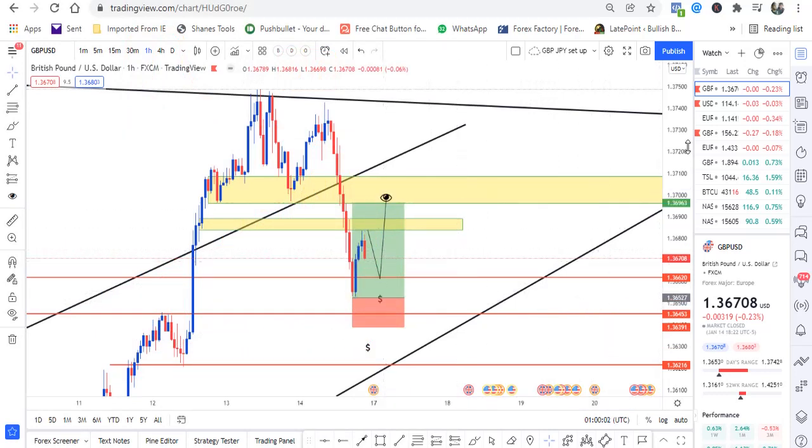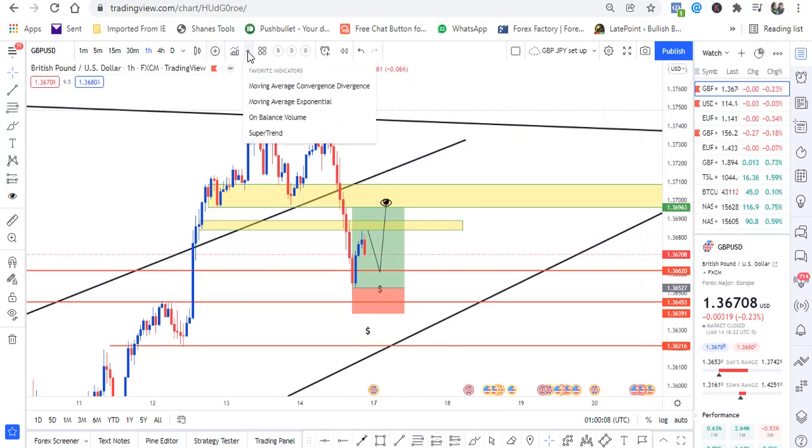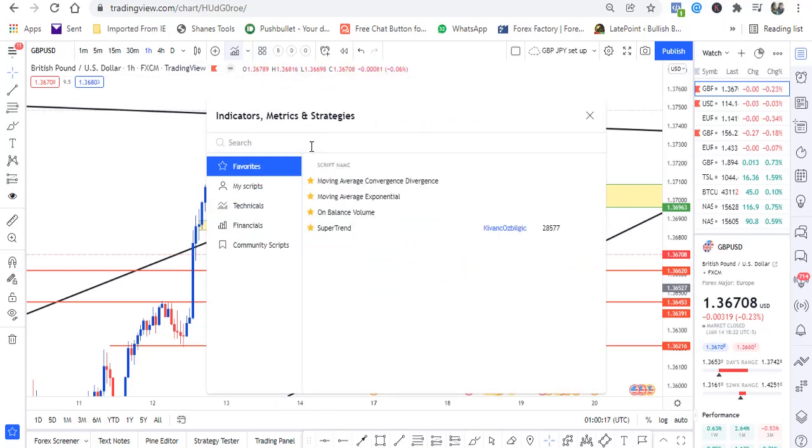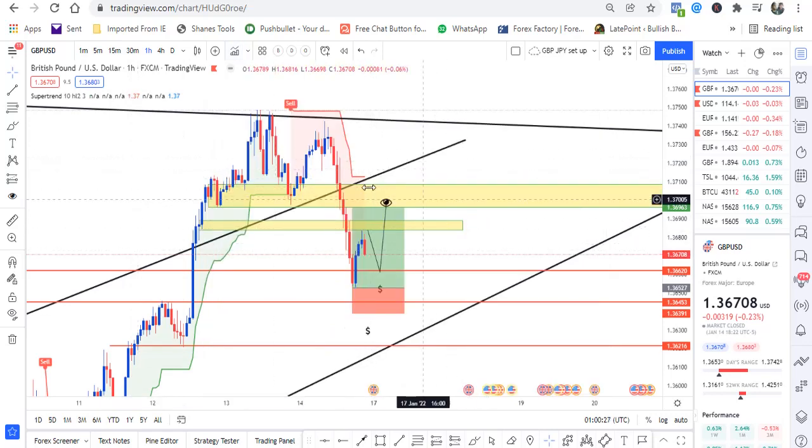So the indicator that we are going to be applying here right now is what we call the super trend. So I'll go straight here and I'll look for super trend. I have it saved already, but in case you don't have it saved, you want to click on this icon and then search for super trend. And this is it. But since I have it already, I'll just click on it and then it's going to be applied to the main chart.